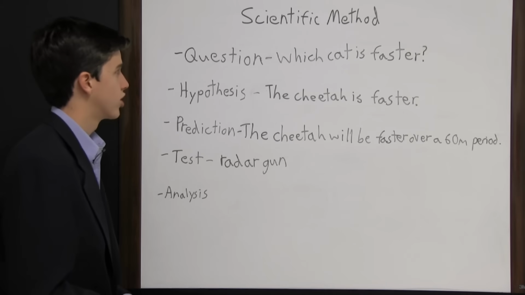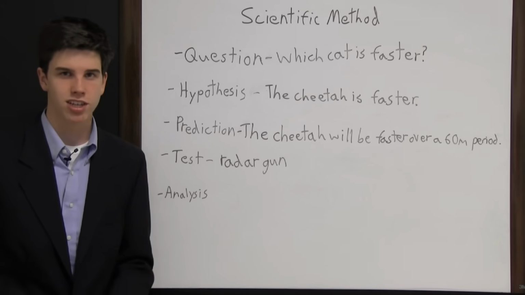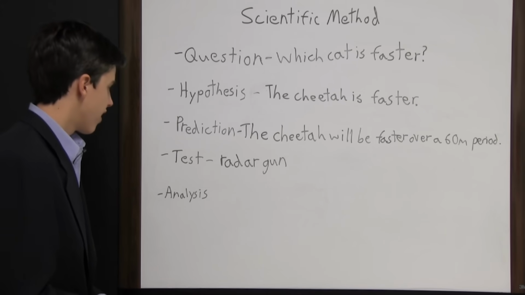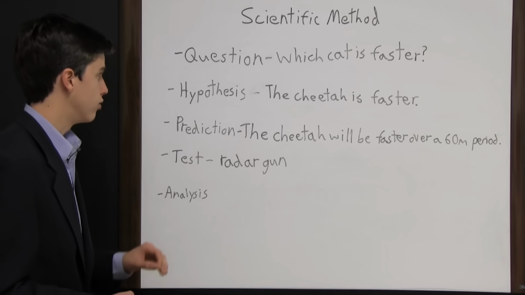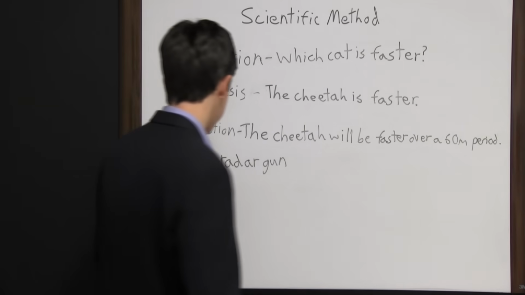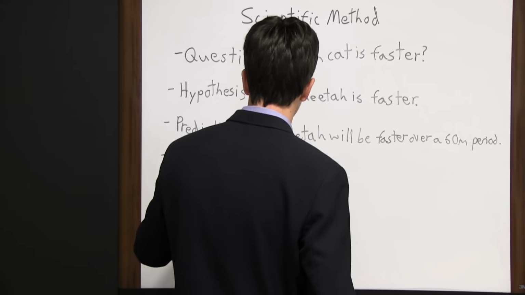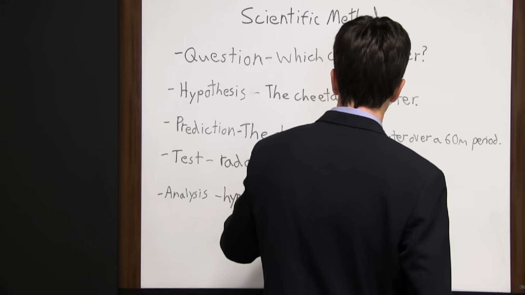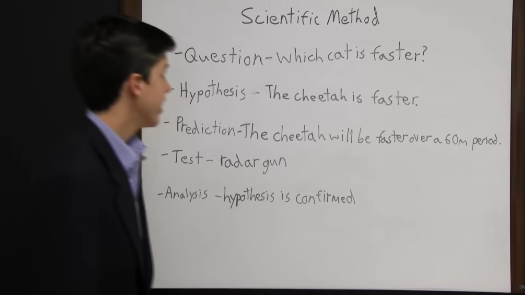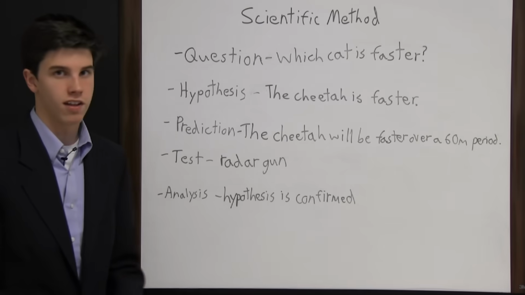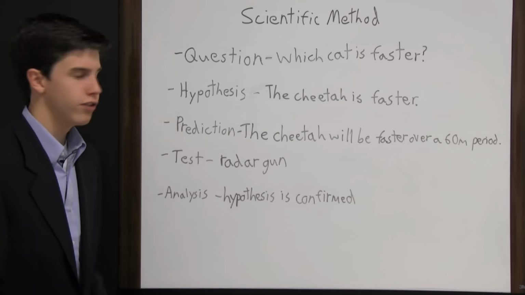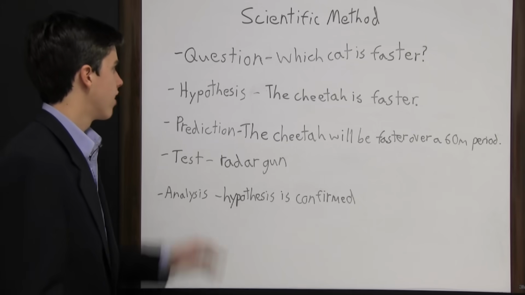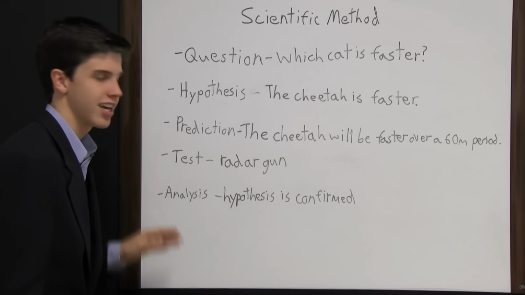Then comes the analysis portion of the scientific method. This is when the scientist looks at the results and decides whether they prove or disprove the hypothesis. So in this case, the analysis is going to prove and confirm the hypothesis. So I'm going to write here that the hypothesis is confirmed, because the results of the experiment showed that indeed the cheetah was faster than the lion. So if my example confused you a little bit, don't worry about it. The important thing to remember is the main points of the scientific method: the question, hypothesis, prediction, test, and analysis.